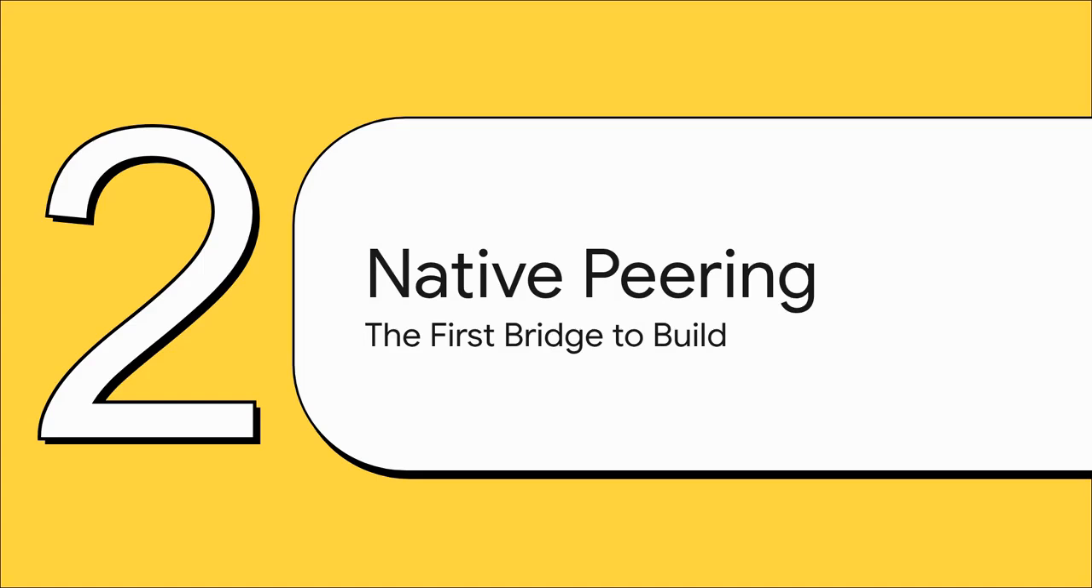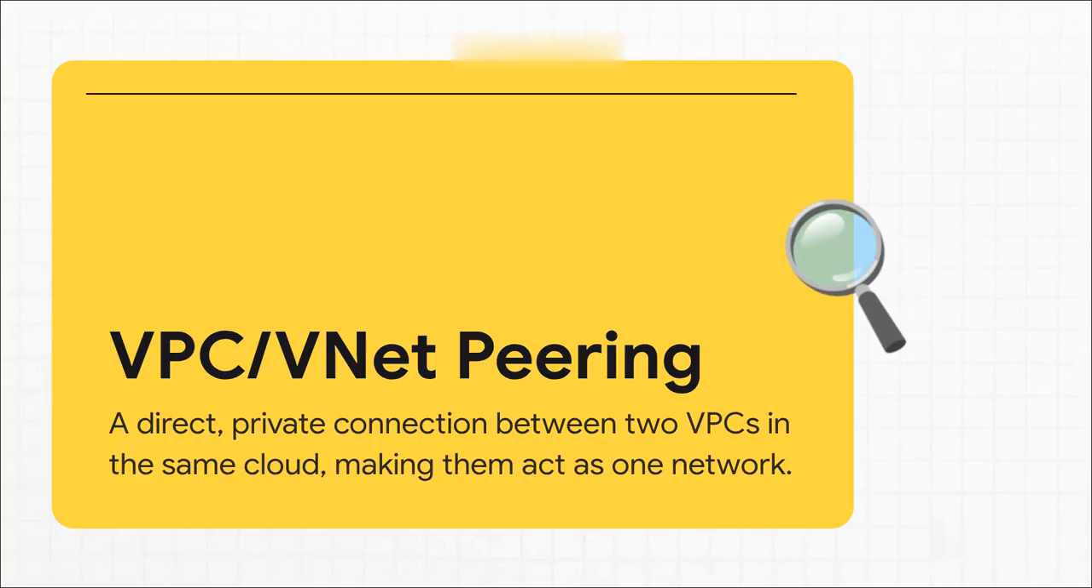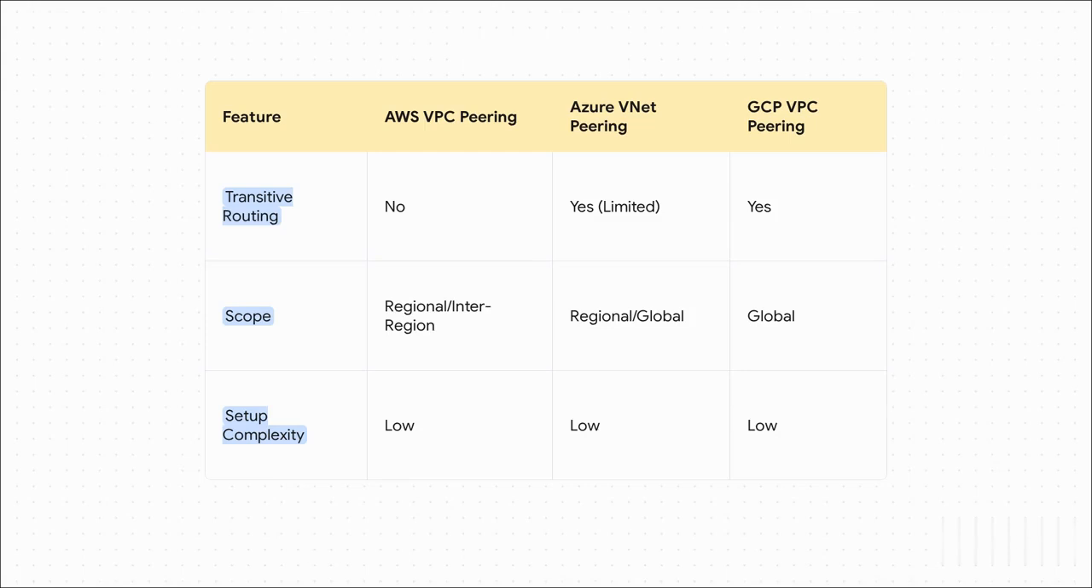So the first and probably the simplest bridge you're going to build is something called native peering. It's a tool that the cloud providers give you right out of the box. So what is it? Well, peering creates a direct private network link between two VPCs, as long as they're within the same cloud. You can think of it like a high-speed private tunnel connecting two of your islands. It uses the provider's super powerful backbone network, and it basically tricks the two VPCs into thinking they're on the same local network.